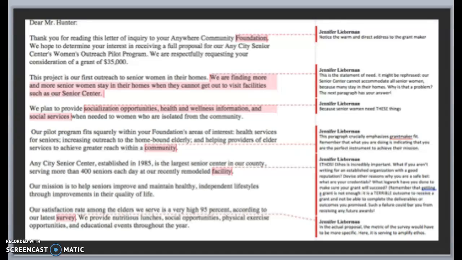Any city senior center established in 1985, et cetera, et cetera. This paragraph is ethos. It's saying we have a strong reputation. We know that we can help seniors. We've been doing it for years. We're just doing it in a new way now.